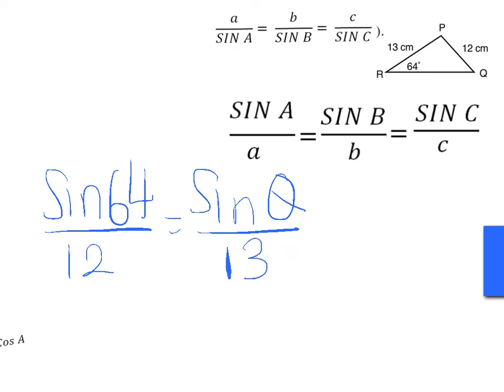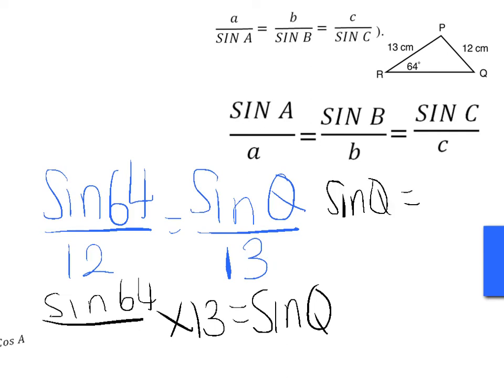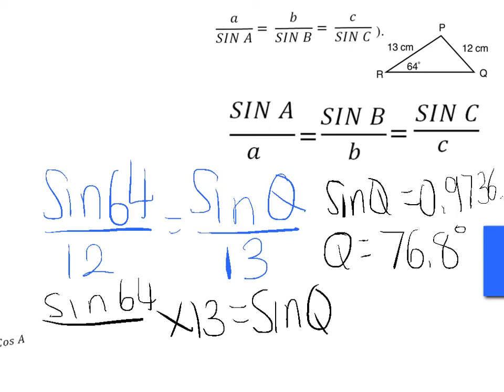And once again, rearrange that so that we have sine 64 divided by 12 times 13 will give us sine Q, which will give us a sine Q of 0.9736, and it keeps going, 96935, going on and on. Remember, we have to inverse this so that we get an angle Q of 76.8 to 1 decimal place.